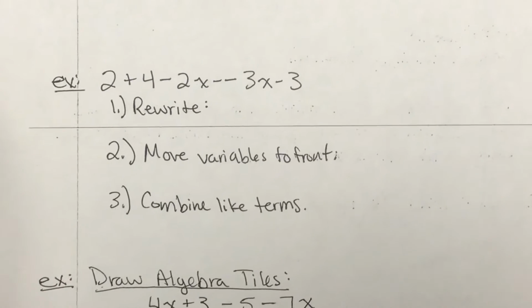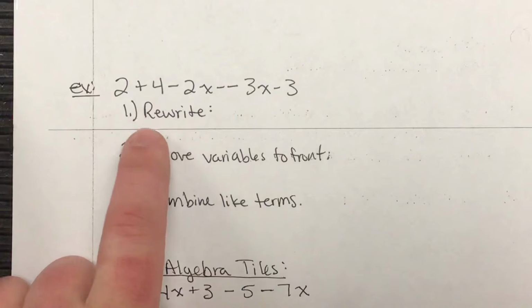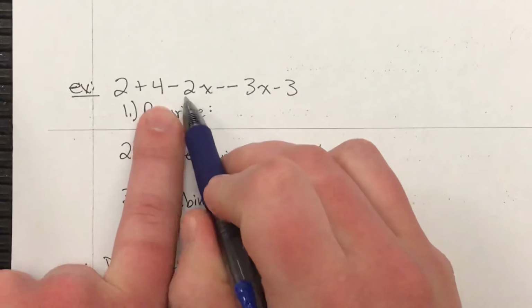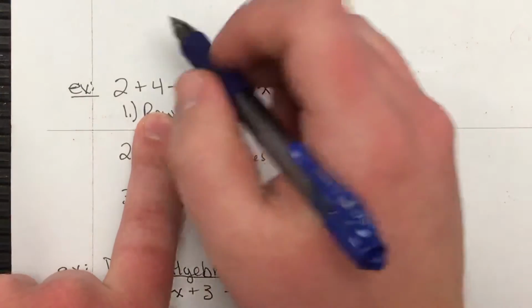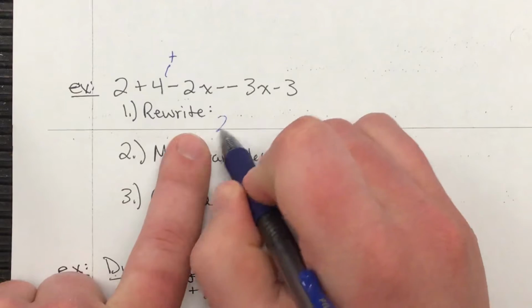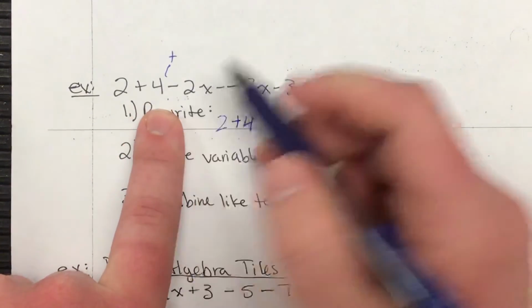All right, so now we're going to kind of put it all together. So our first step was rewriting subtracting as adding the opposite. So we're going to rewrite this. Wherever we subtract, we're just going to put a plus sign in front of it. All right, so 2 plus 4 stays the same. But now we have 4 minus 2x.